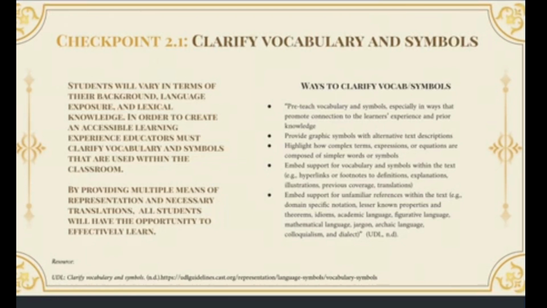Ways that educators can clarify vocabulary and symbols include pre-teaching vocabulary, especially ones that promote connection to learners' experience and prior knowledge, providing graphic symbols with alternative text descriptions, highlighting how complex terms, expressions, or quotations are composed of simpler words, embedded support for vocabulary, and embedded support for unfamiliar references in the text.